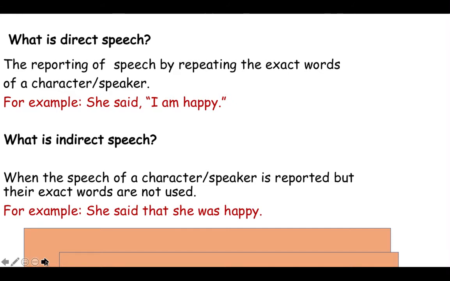So we've got an example here. She said, "I am happy." So I am happy is direct speech because that's what she said. Indirect speech, however, is when the speech of a character or a speaker is reported but the exact words are not used. Okay? She said that she was happy. We have reported what she said, but without using the exact words that she used.